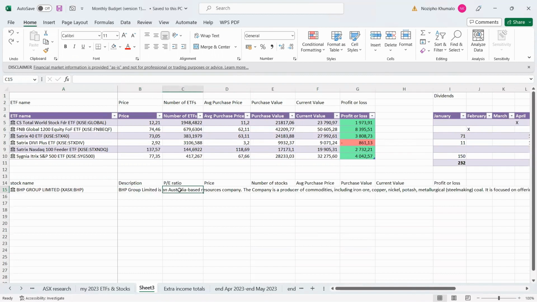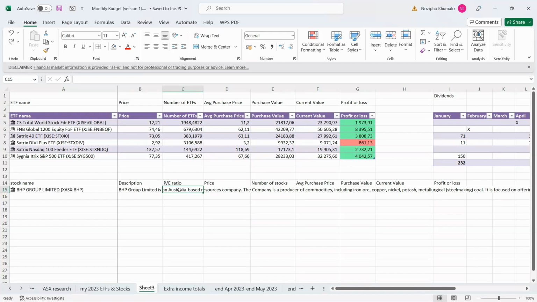Then where it says PE ratio, what is the PE ratio? PE ratio stands for price to earnings ratio. So what it does, it compares the share price of the company, which is BHP in this case, to the profits that the business makes. So earnings are profits. And what the PE ratio measures is how cheap or expensive a share is.